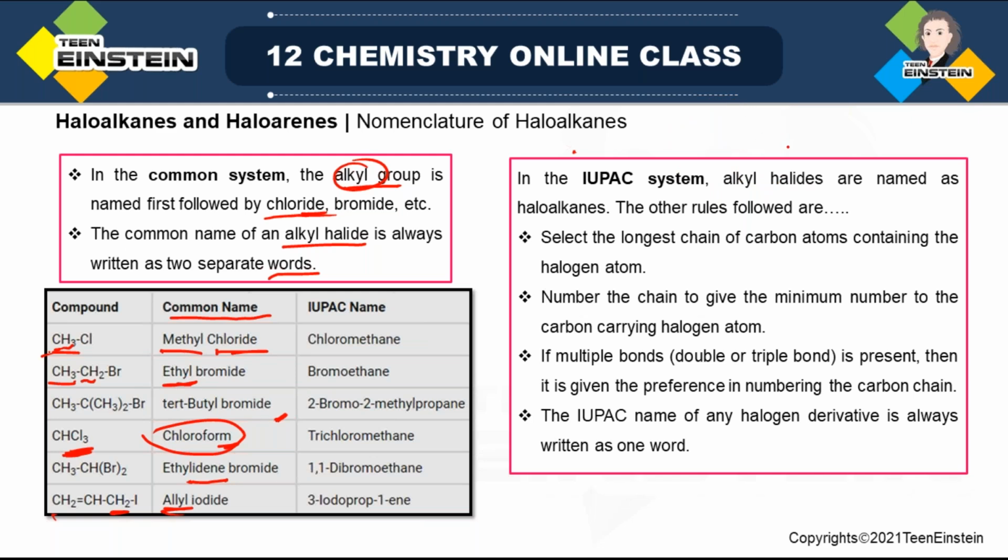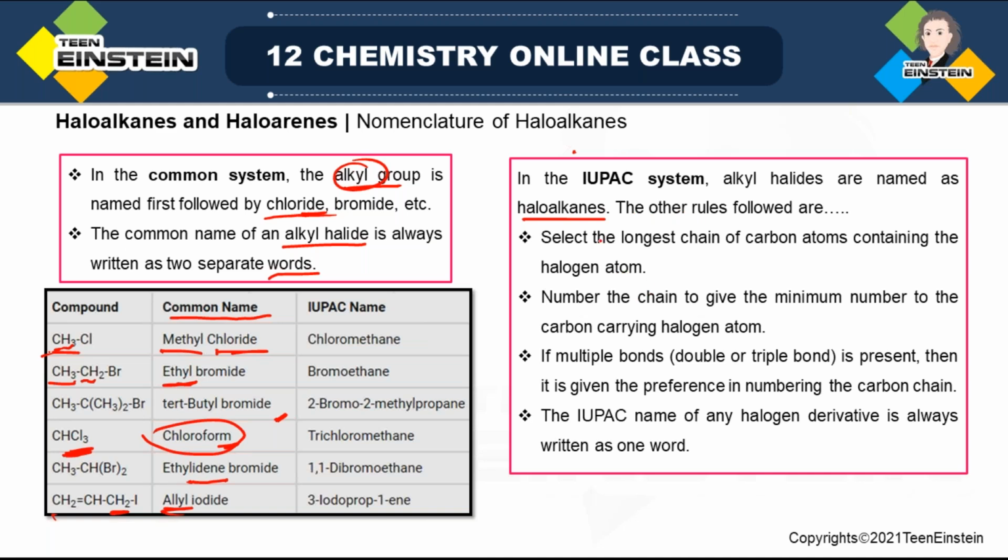So when it is the IUPAC name, alkyl halides are named as haloalkane. Now see, this is a single term. There is no gap: halo and then, without any gap, alkane. First we mention the halo and then the alkane. It is not the same as the common system, it is completely different. So this is named as haloalkane, and the other rules we will now see one by one.